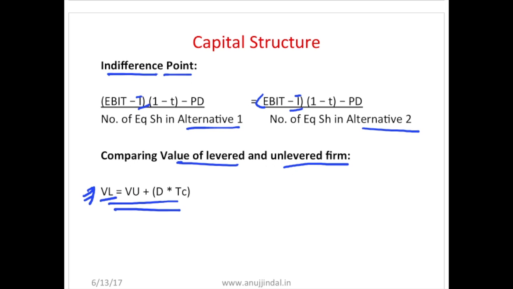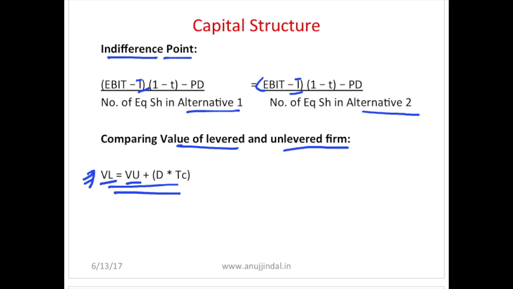Value of levered firm. A levered firm is a firm which has certain debt, so therefore it has some amount of leverage. An unlevered firm has a capital structure made up of only equity. So value of levered firm is value of unlevered firm plus debt, D is the debt, into total corporate tax rate that is there in the company. So corporate tax rate into amount of debt, plus value of unlevered firm gives us value of levered firm.